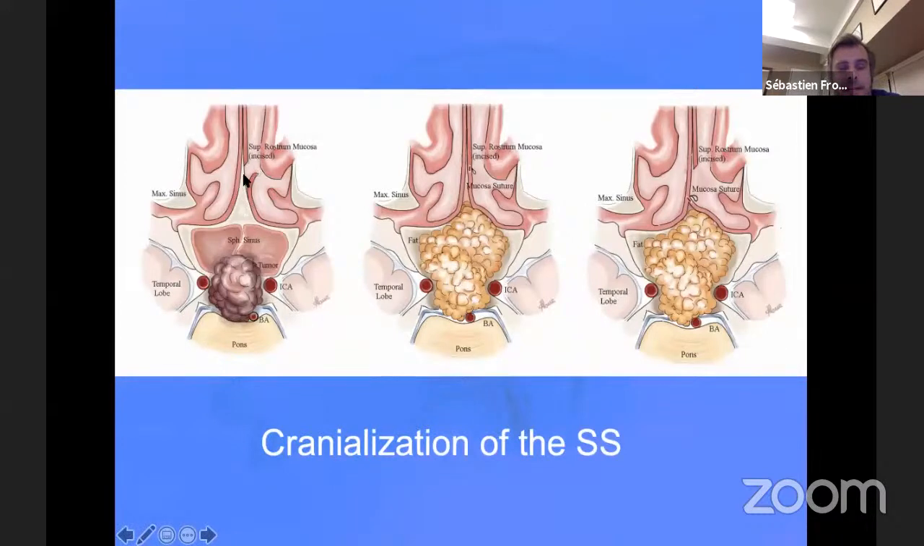We make this incision here a little bit in front of the rostrum. We peel the mucosa on one side and on the other side. We drill all this volume of bone of the rostrum, remove the mucosa of the sphenoid sinus, remove the tumor, put some fat, and at the end, we do a stitching.